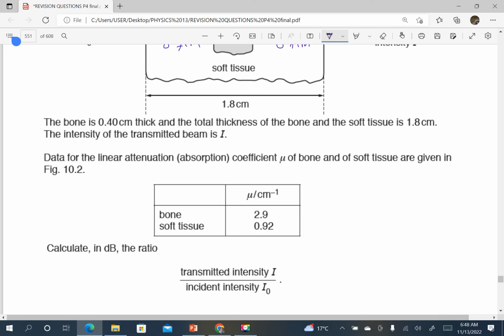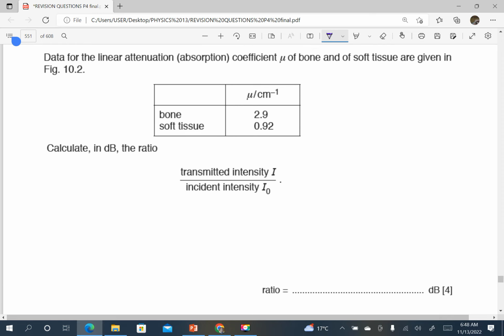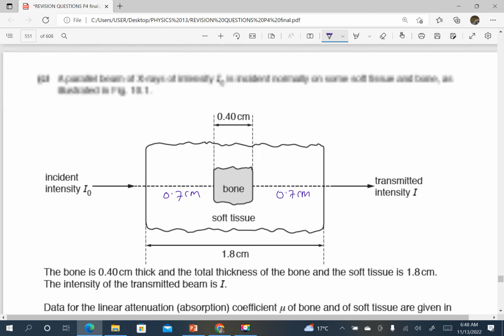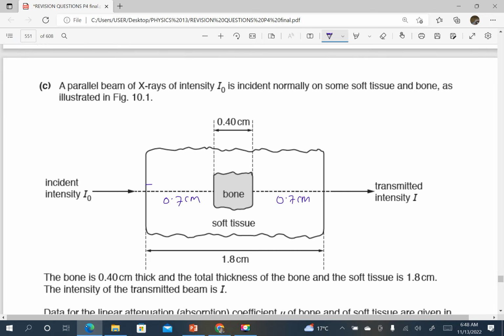They have given us linear attenuation coefficients for bone and soft tissue. They want us to calculate in decibels the ratio of transmitted intensity I over incident intensity I naught. Let us look at this very easily. When it is just entering here is I naught. Let us assume what arrives at the bone is I1, and I1 also leaves the bone. And let us assume what is transmitted through the bone is I2, so I2 leaves the bone, and what is arriving at the other side is I.